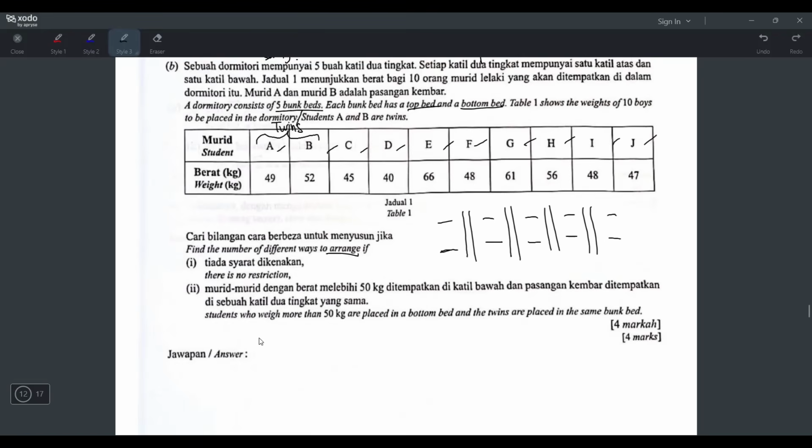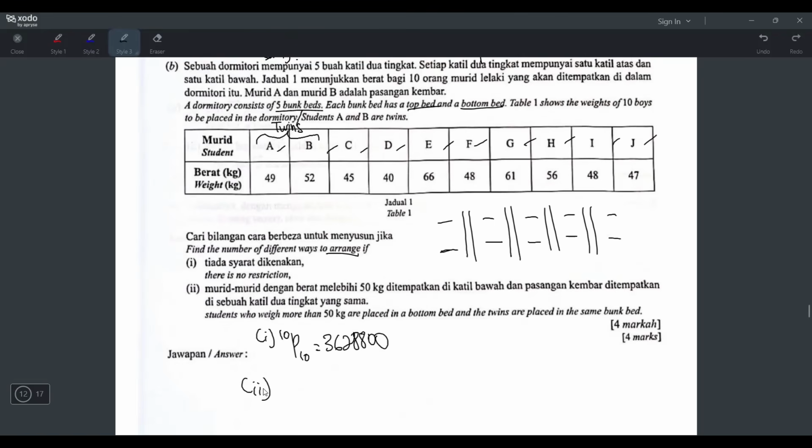There is no restriction. Okay, no restriction means there are no conditions. It means the twins together also can, not together also can, separate also can, mix also can, whatever. Just treat the 10 people like 10 different things, arranging into 10 different slots. So 10 students into 10 different slots, that's 10P10. Or you can say 10 factorial. Okay, the answer is 3628800. Okay, that is the answer for question 1.